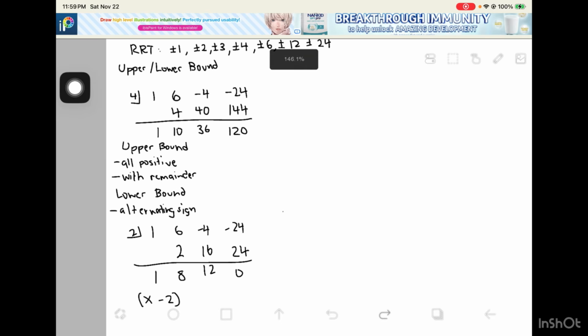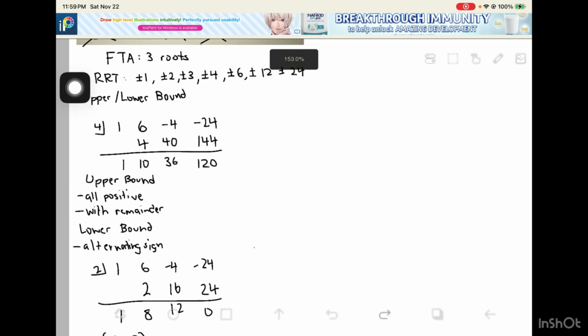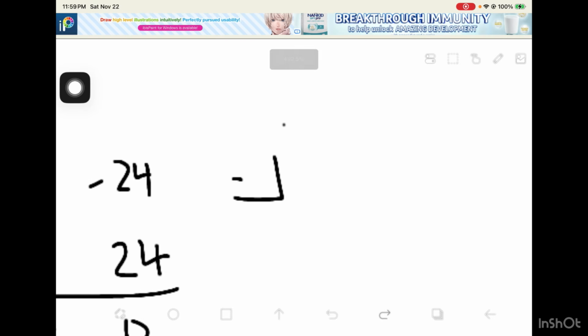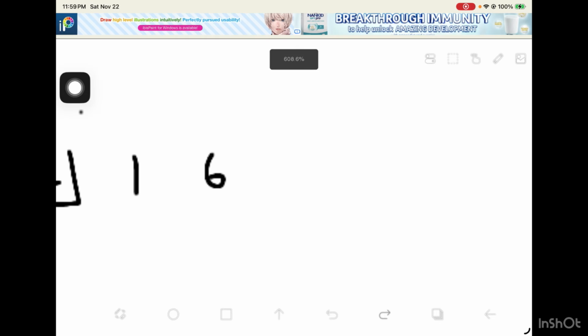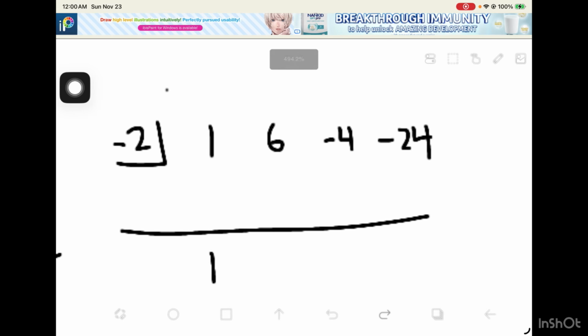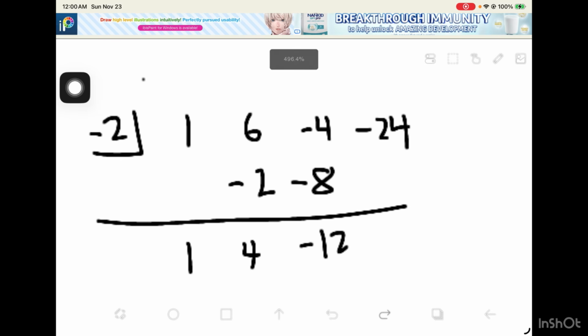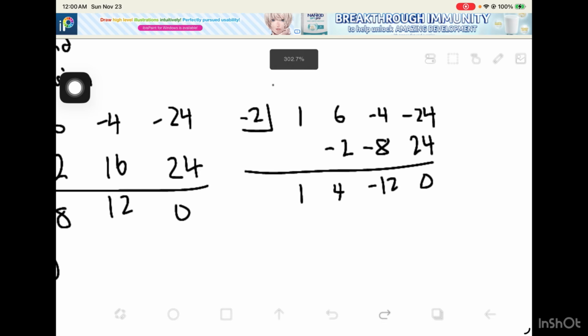So let's try to build it up. Let's try to use negative 2. So that's going to be 1, 6, negative 4, negative 24. 1 times negative 2, negative 2. 4 times negative 2, negative 8. Negative 12. Negative 12 times 2, 24. 0. So as you can see, 0 again.